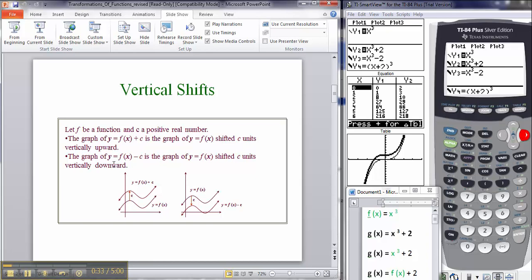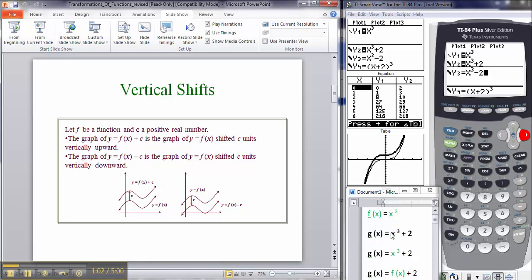If you have y is equal to f of x minus c, then it will be the same as the graph of y is f of x shifted c units, this time downward. So let's illustrate that with two equations. If you have y1 is x cubed and y2 is x cubed plus 2, take a look. Let's say f of x is x cubed, that's my main function over here, and g of x is x cubed plus 2.